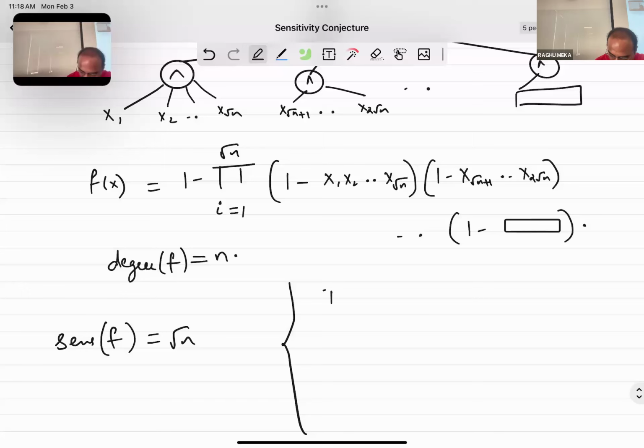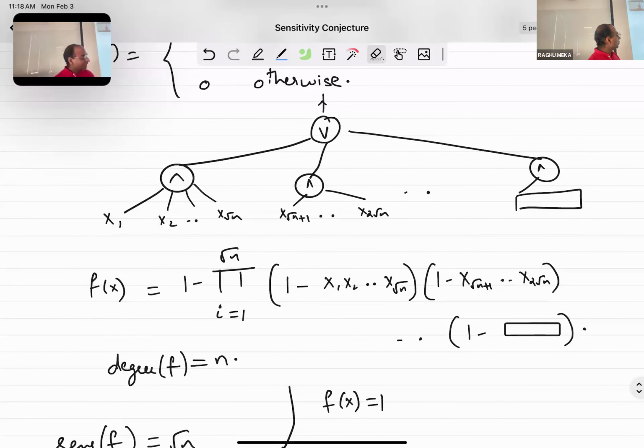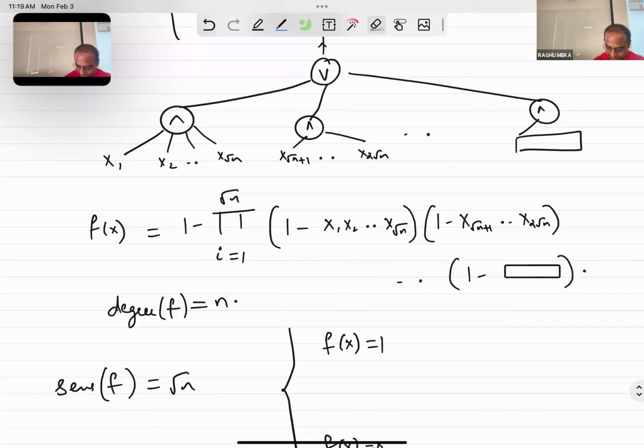And the sensitivity of f is, I claim, root n. Why is that? So there are two cases. Either your function evaluates to 1 or it evaluates to 0. Okay. So if it evaluates to 1, what does it mean? At least one of these ANDs is a 1. Okay. And so then my claim is that the sensitivity is small. Why is that?